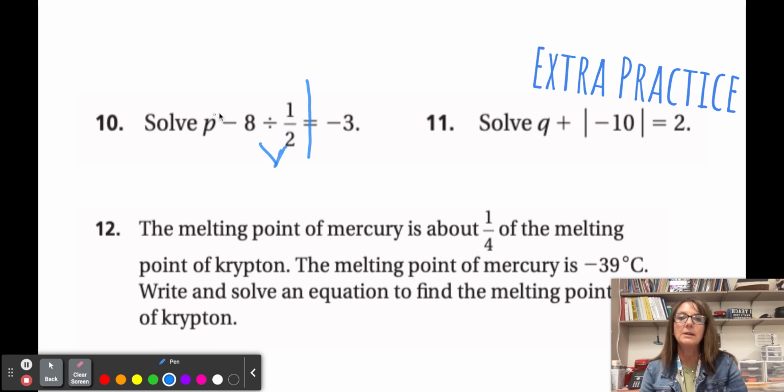These two, right? Because p minus 8 divided by, so half. We're going to do order of operations. We always have to do the division before the subtraction. Well, 8 divided by half, right? 8 divided by, oh, and look what I did.